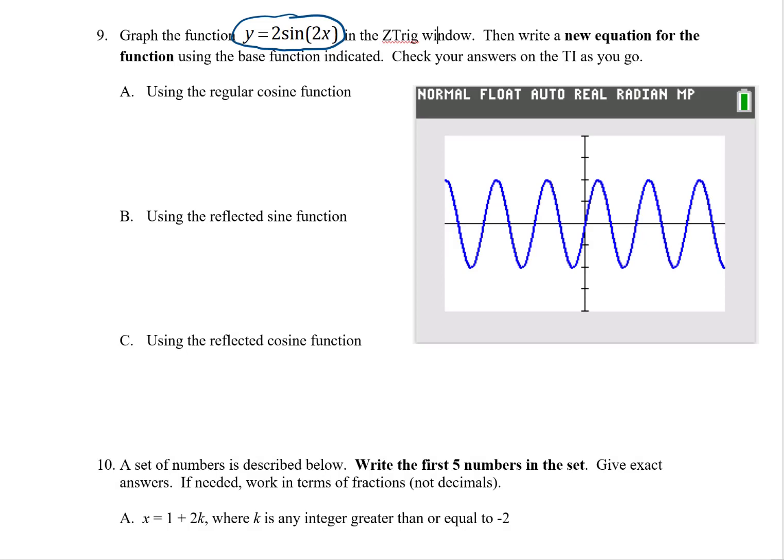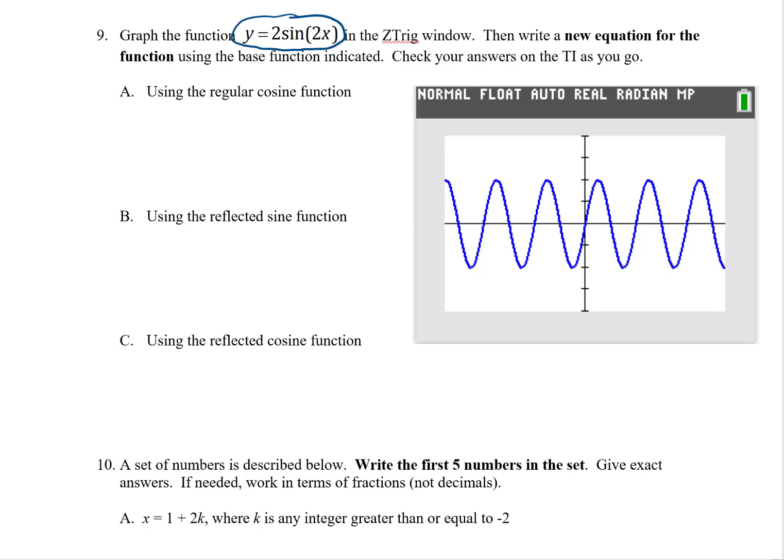Okay, now that we have that, the goal is to write other equations that will generate this same picture, but that use a different base function. So in letter A, for example, we want to use the regular cosine function. Before we get there, I should probably jot down some of the key features of this graph that we can use for all three examples here.